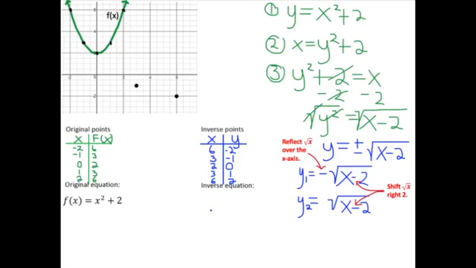And while I have my blue pen, I'm going to go ahead and write down the inverse equation here. So we have y equals plus minus square root of x minus 2.